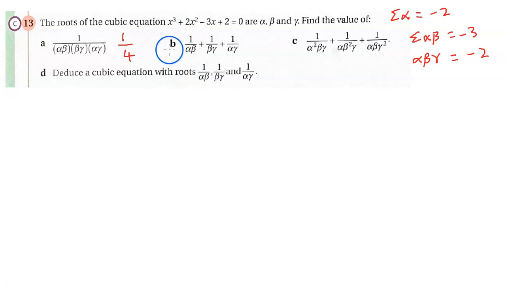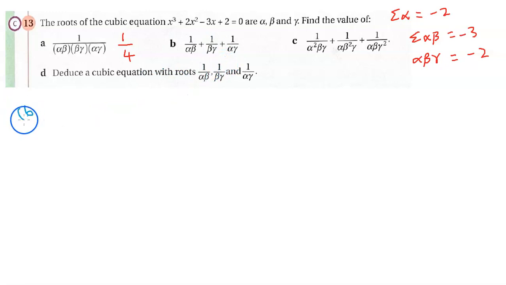Part B asks us to find the sum of 1 over alpha beta plus 1 over beta gamma plus 1 over alpha gamma. Now you can do this using algebra, just combine it into a single fraction and then make use of the sums that we already know. I'm going to do it using substitution because that will work as well, because we can observe that this sum here is the sum of the product of any two roots of the cubic equation equal to 0 that has 1 over alpha, 1 over beta, and 1 over gamma as the roots.